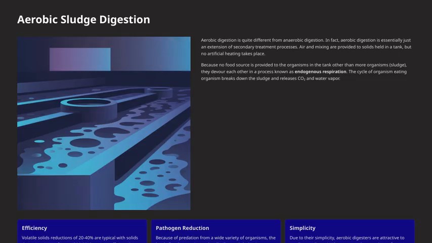Aerobic sludge digestion is quite different from anaerobic digestion, and it's actually more of an extension of the secondary treatment processes. In this method, we supply air and mixing to the solids held in a tank, but there's no artificial heating involved. One key point here is that no external food source is added to the organisms in the tank. Instead, they feed on the existing sludge, which leads to a process called endogenous respiration.